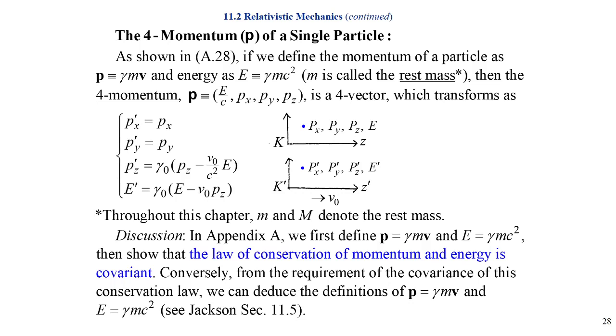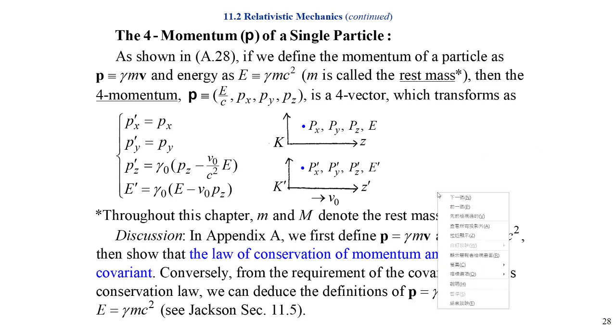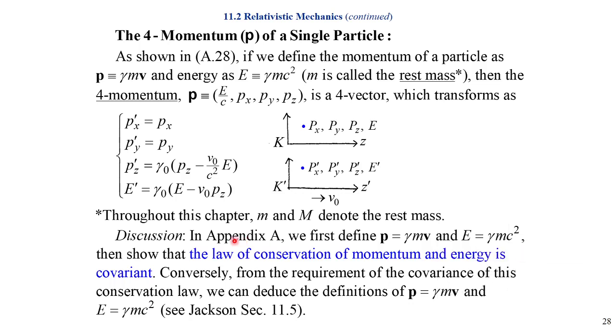In Appendix A, we first define P as this form, E as this form. Then show that the law of conservation of momentum and energy is covariant. That is, conservation of energy and momentum should be covariant. That means they should be the same in all Lorentz frames, the same invariant in form.